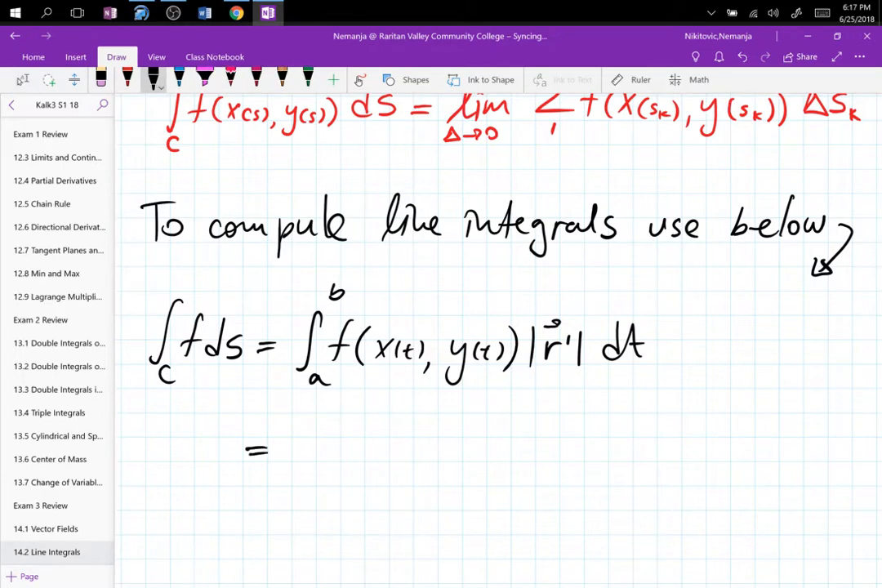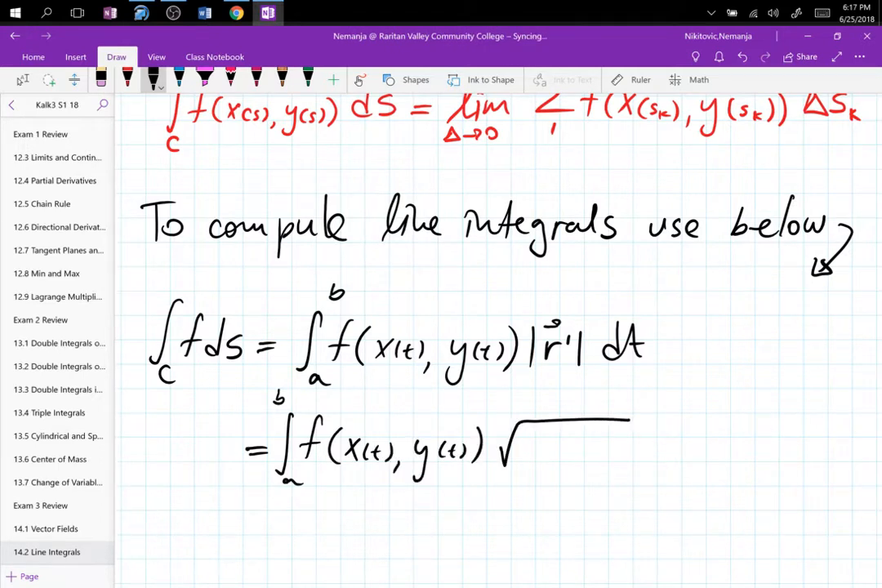Now we can also write this as f of x of t, y of t times the square root of x prime squared plus y prime squared. Those are all functions of t. Maybe I should add that.